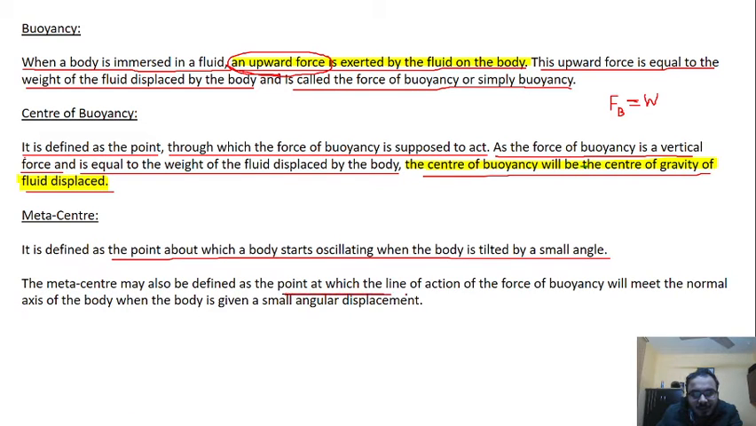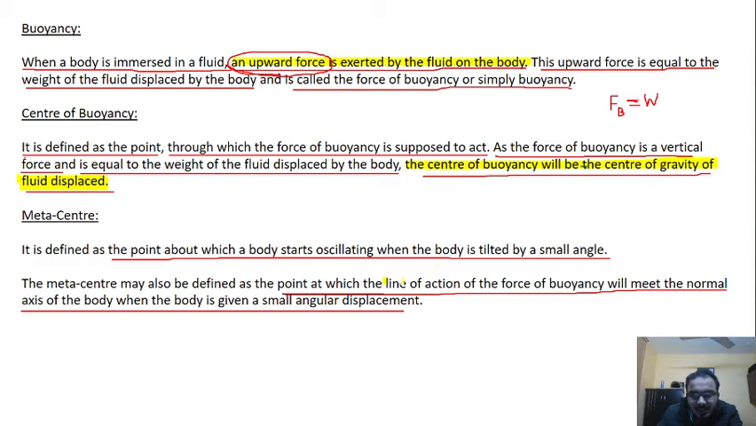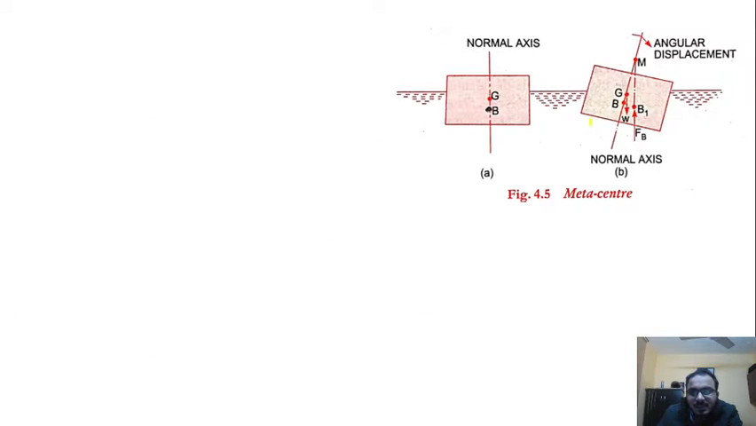at which the line of action of force of buoyancy will meet the normal axis of the body when the body is given small angular displacement. So this definition we will look into in our next slide, that the line of action of force of buoyancy will meet the normal axis of the body. So we will see that over here.